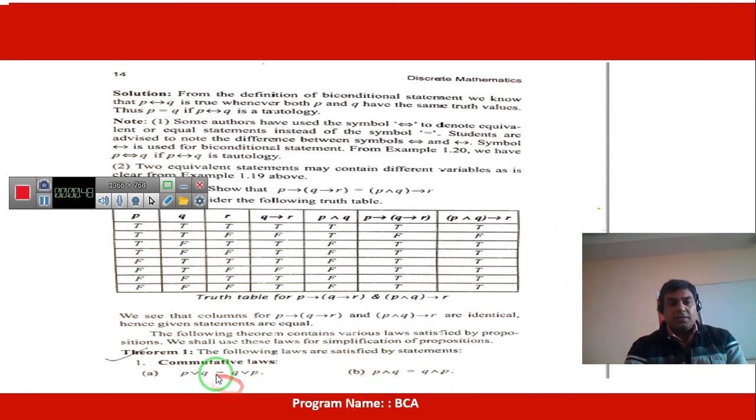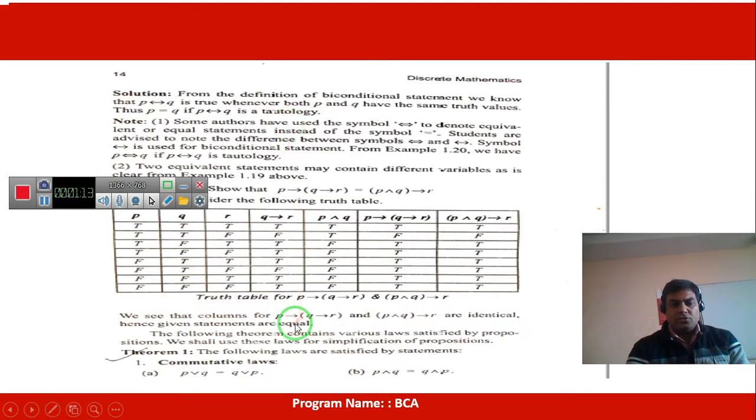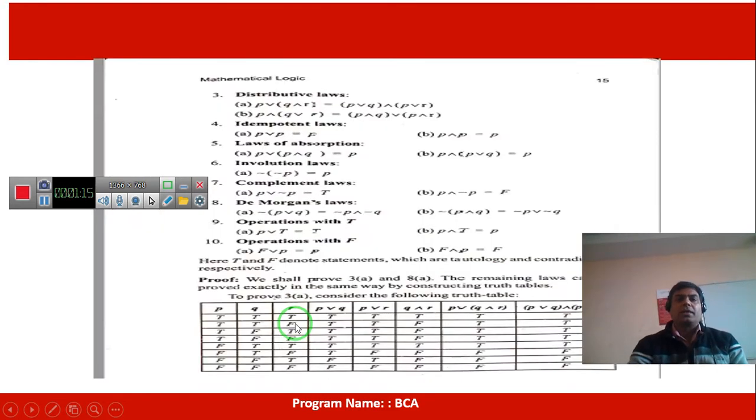The first rule is the commutative laws. Commutative means that we can change the order of two variables. That is, p disjunction q is equal to q disjunction p, they have the same value. P conjunction q and q conjunction p have the same value. The second rule is the associative law, which works on three variables.